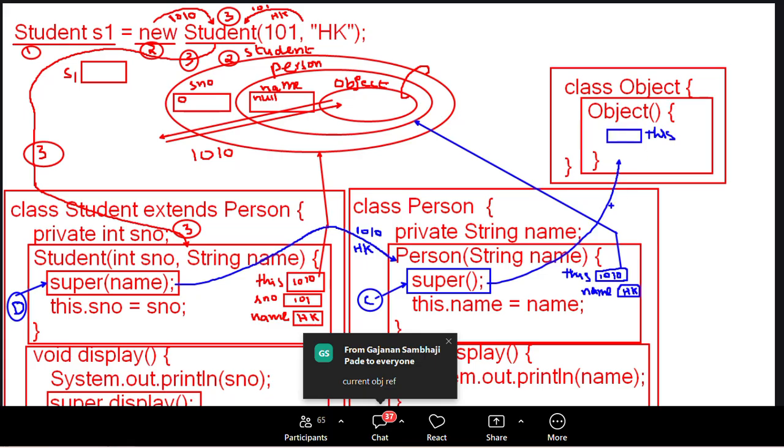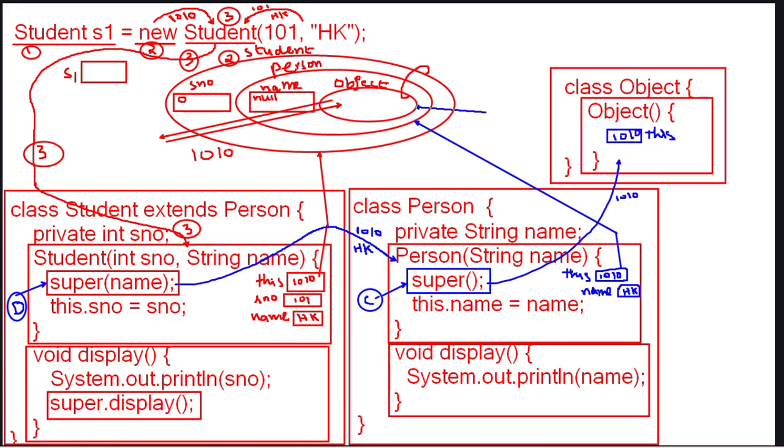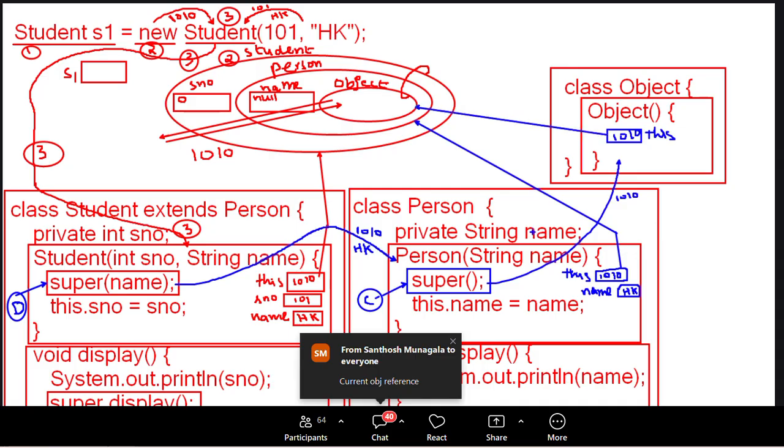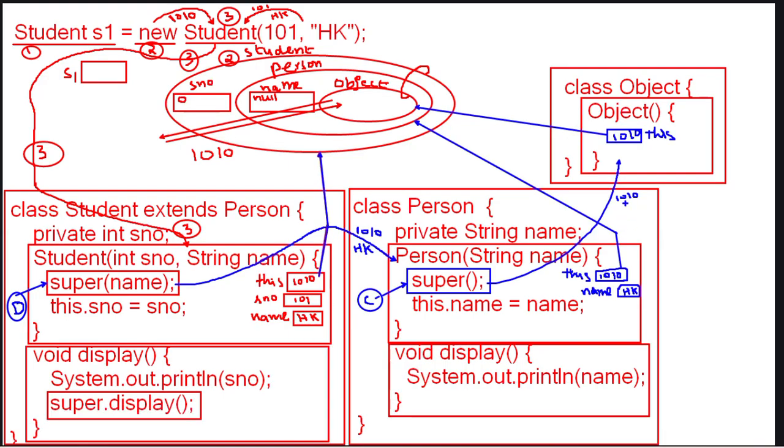What is that one passed? The current object reference, stored in this, pointing to the Object class. After that, tell me now. Presently, only the constructor calling is completed. Initialization has not yet started. Did you notice?